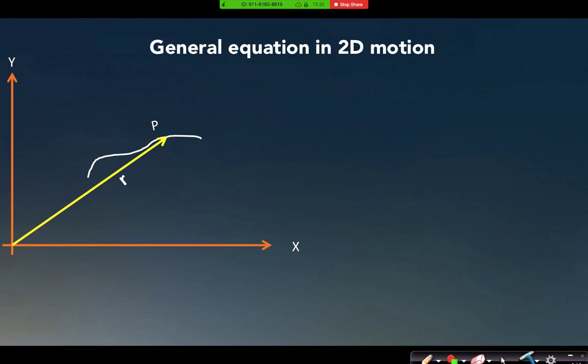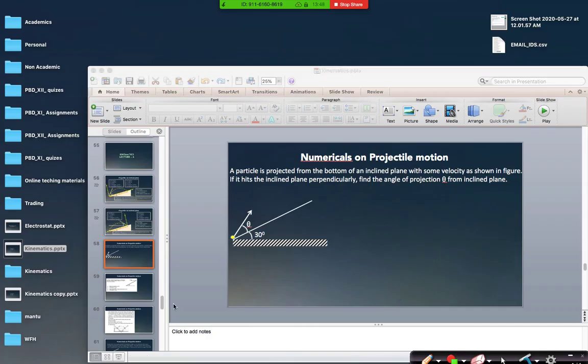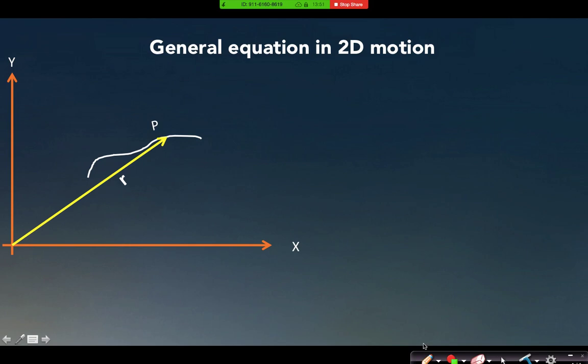Now you can see that in two-dimensional motion, it is always noted that the position vector changes its direction as well as magnitude. If you look at the position vector of the particle at different times, you can find that the position vector after some time will be this one. This will be the position vector after some time. Its initial position vector was this one. So you can see that the position vector is changing its direction as well as magnitude.